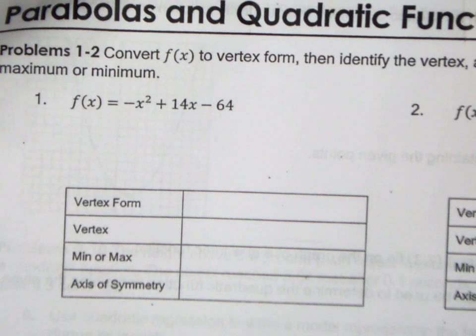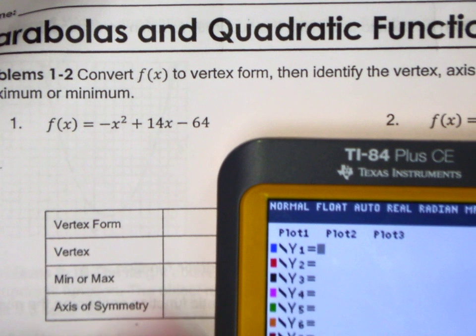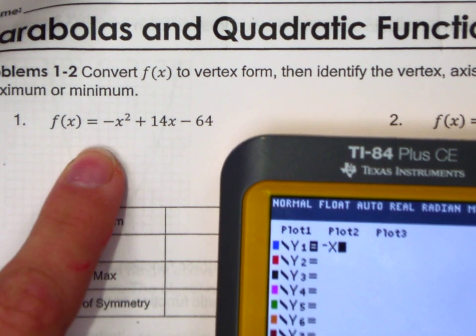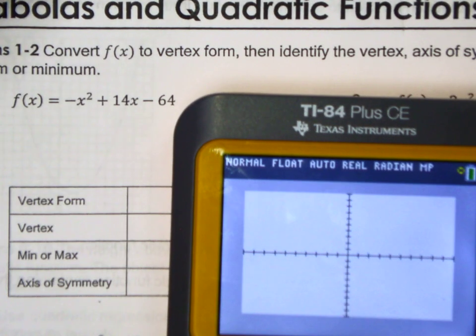It says convert f of x to vertex form, identify the vertex, axis of symmetry, and location of the max or the min. So because this is in standard form, and I know it's in standard form because there's no parentheses, it's in the form of ax squared plus bx plus c. I'm going to go to my calculator and I'm going to type this in, negative x squared plus 14x minus 64, and I'm going to hit graph.